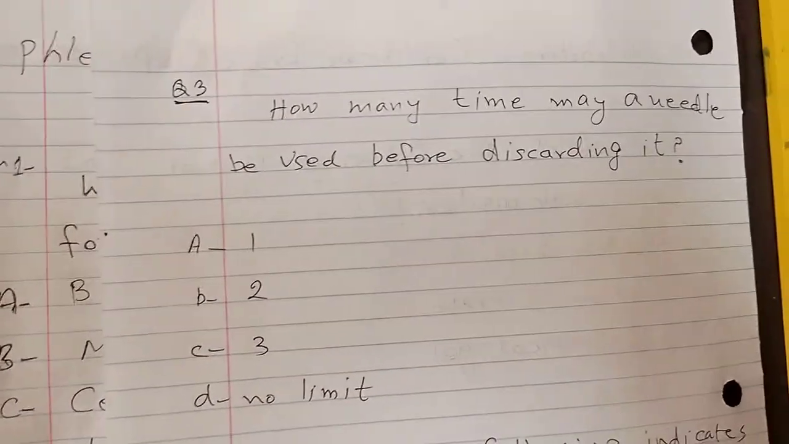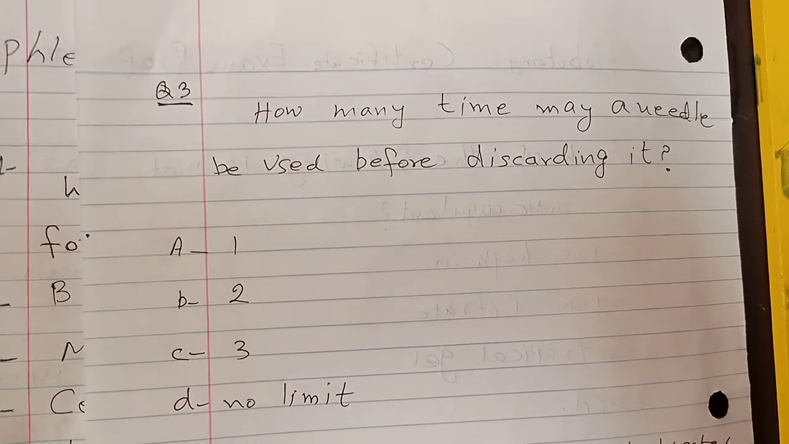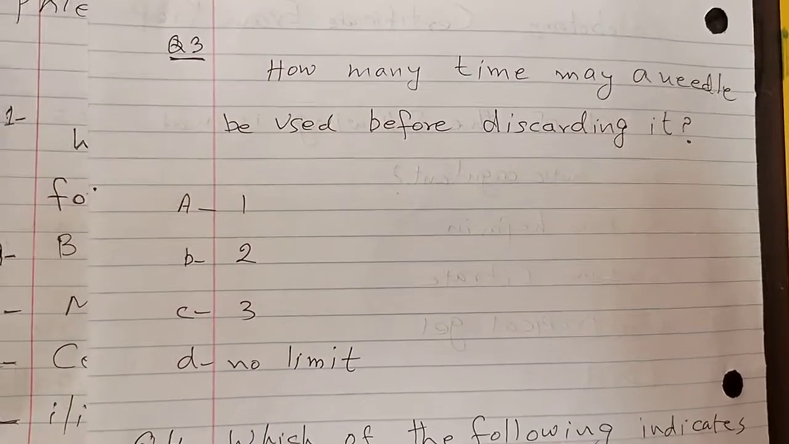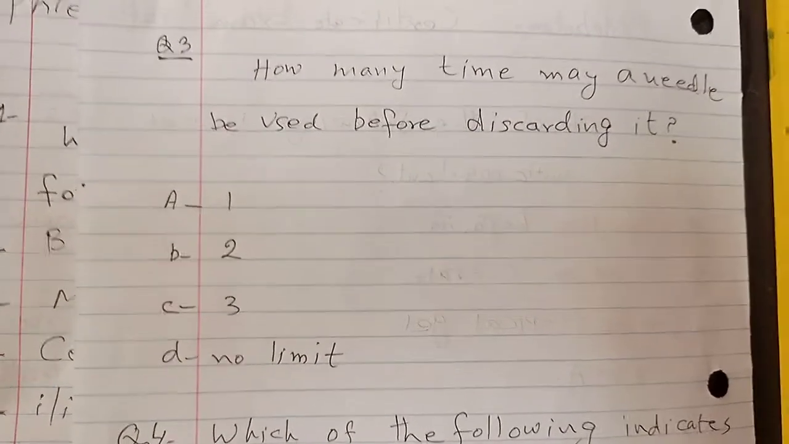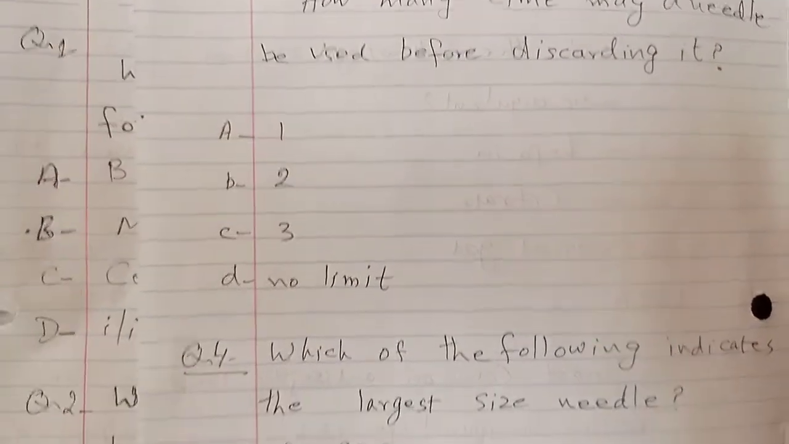How many times may a needle be used before discarding it? 1 time, 2 times, 3 times, no limit? Only 1 time. It is disposable. It is used only for 1 time.